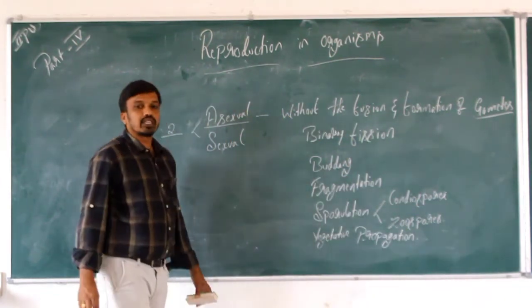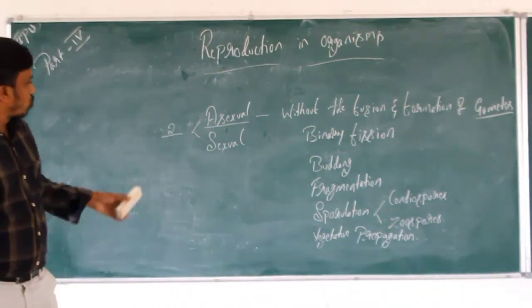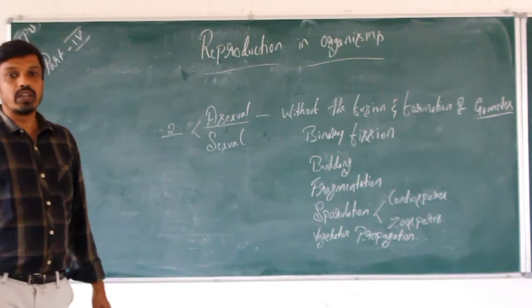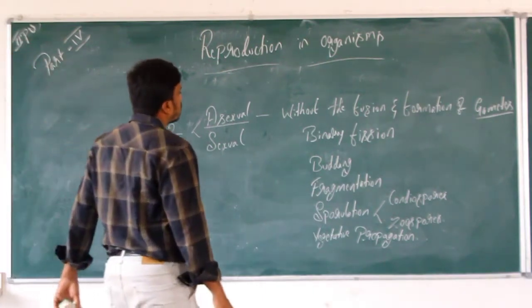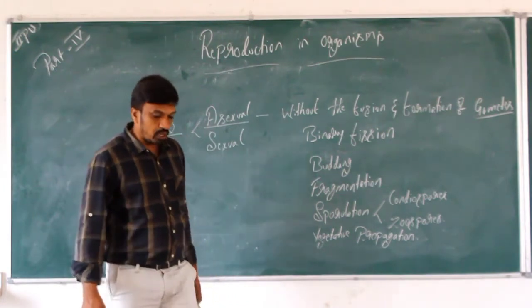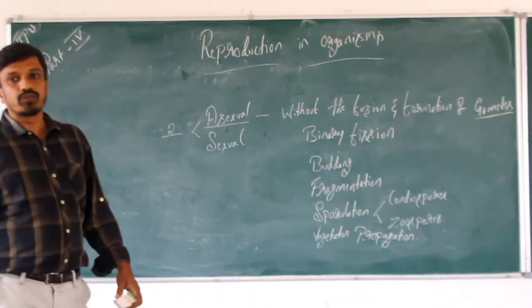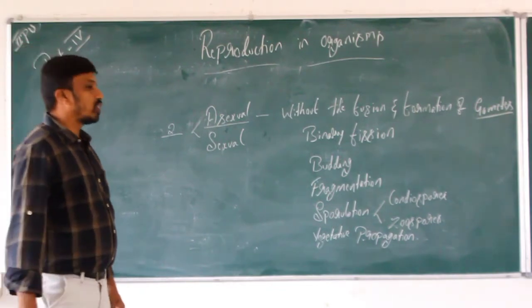Coming to asexual reproduction. Asexual reproduction is of so many types, in which one is binary fission, second is budding, third is fragmentation, fourth is sporulation and fifth is vegetative propagation.